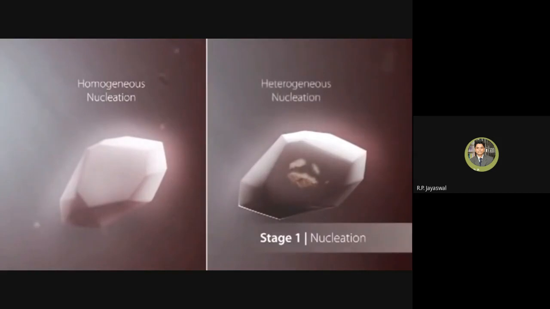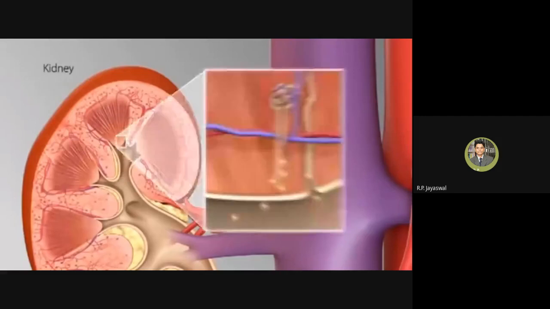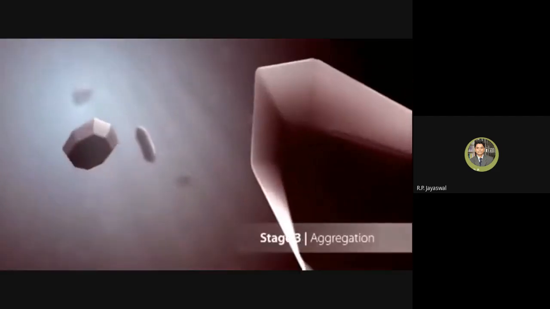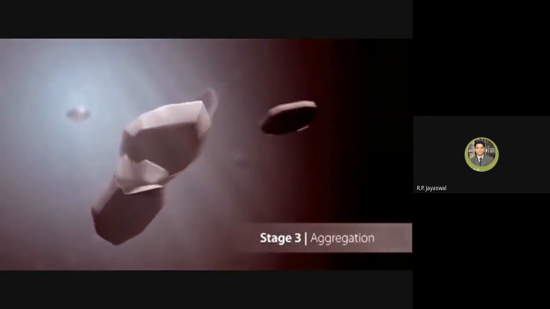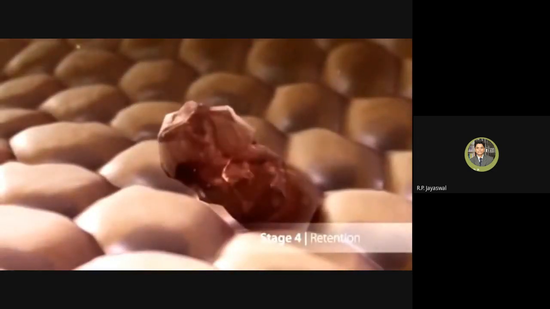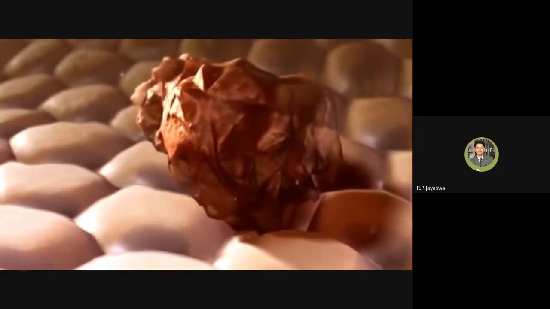This is heterogeneous nucleation. The tiny crystal formations travel down the nephron and are usually deposited at the renal papilla, where they undergo the next major phase, growth. Crystals that have already formed then begin to stick together, forming large aggregates. As we can see, crystals can aggregate very quickly. New stones are retained in the kidney, where they can continue to grow for an unspecified length of time until, for reasons that are not well understood, they are displaced and travel through the kidney into the ureter.